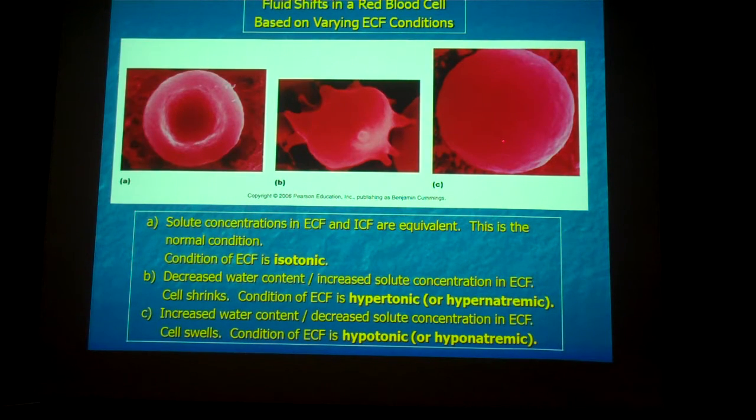Now, look at this cell. This one's bloated, isn't it? All right. Now, what happened here? We have a lower than normal solute concentration out here compared to here. Or we have a higher water molecule concentration out here than we do here. So water moves into cells. All right? So this condition is called hypotonic or hyponatremic.